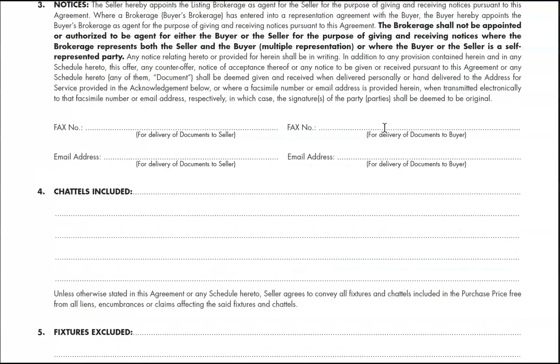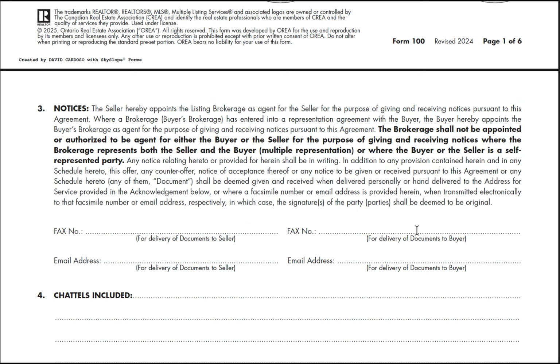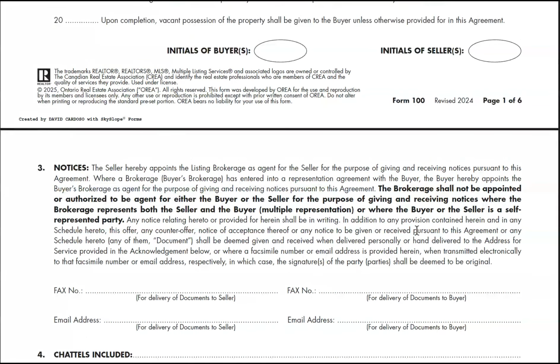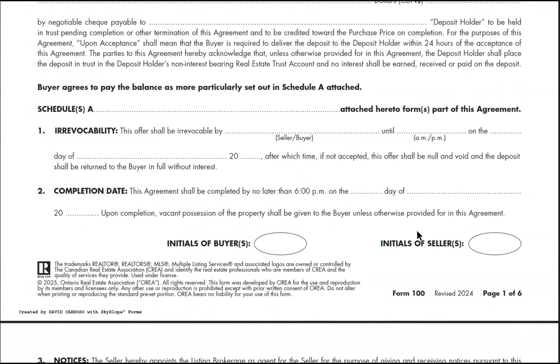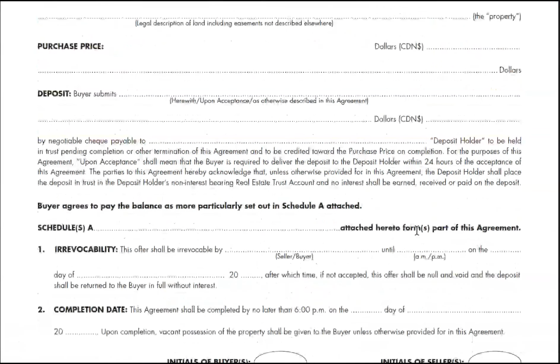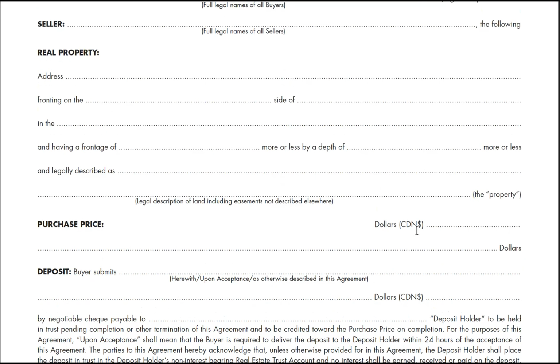But the key sections to be aware of are the parties involved, the purchase price and the deposit, the chattels, the conditions of financing or home inspection in Schedule A, title and property assessments, the adjustments and closing details, commission payments, spousal consent, and legal, tax, and environmental advice. So if you do need advice, it's best to outsource it to someone else. And then, of course, signatures.